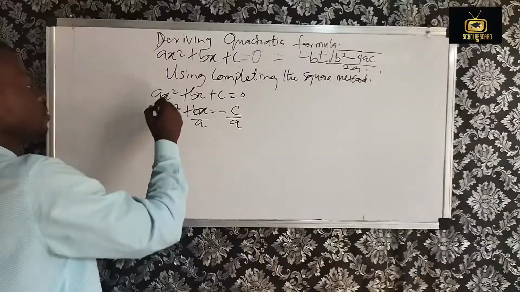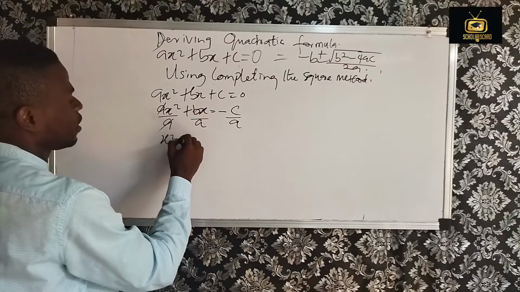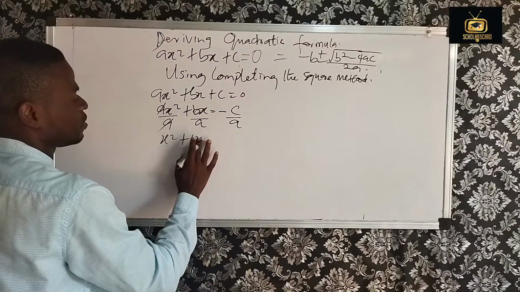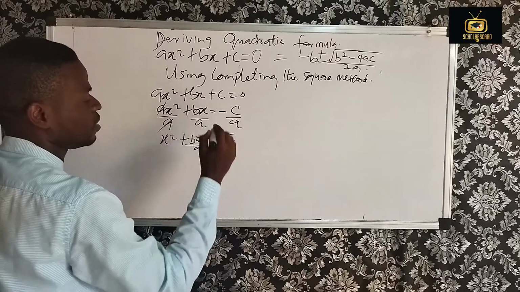Now divide. Now I have x squared plus bx over a equal to minus c over a.